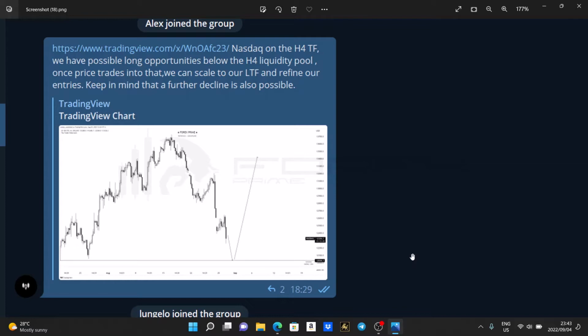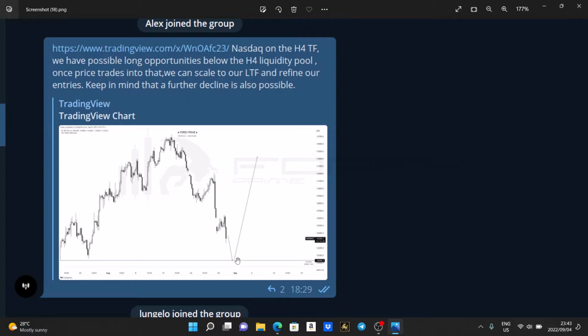So what I basically said was, Nasdaq on the 8-4 time frame, we have possible long opportunities below the 8-4 liquidity pool. So it would be this region right here. Once price trades into that, we can scale to our lower time frame and refine our entries. But also keeping in mind that a further decline is also possible.